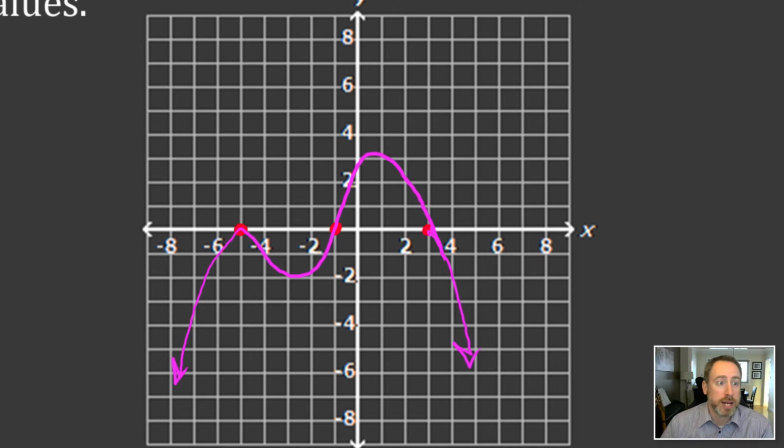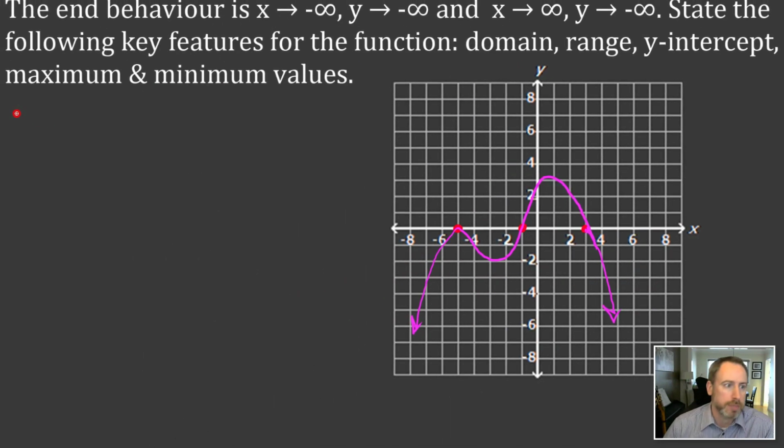Then we've been asked to state the following key features, the domain. Well, the domain for this function is x is an element of the reals. All x values are valid for this. We've been asked to state the range.